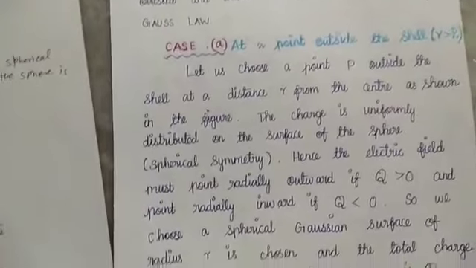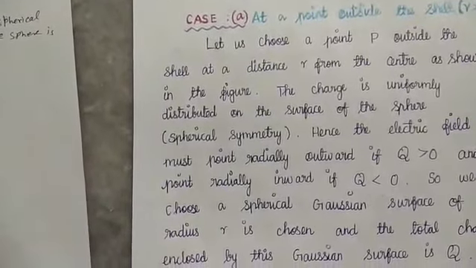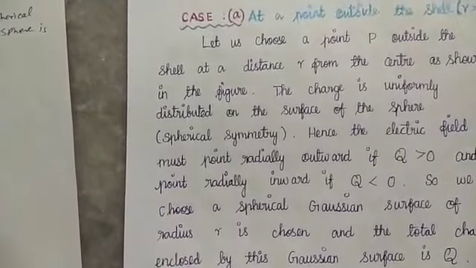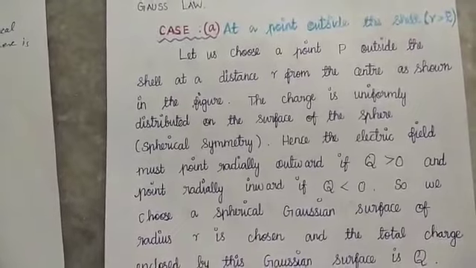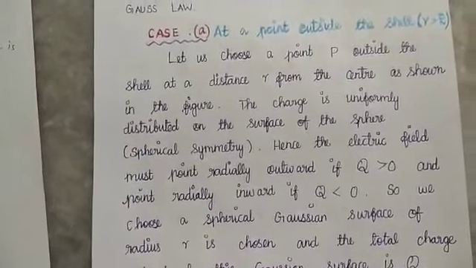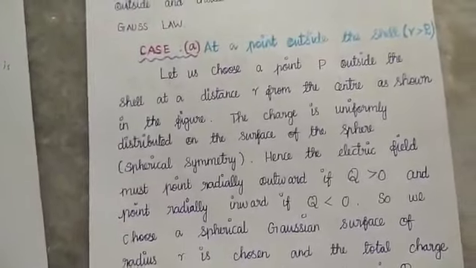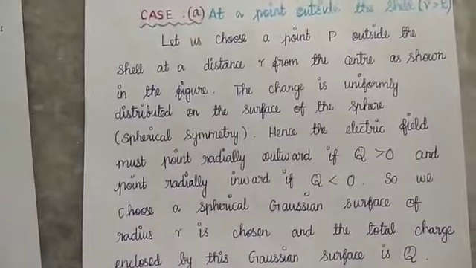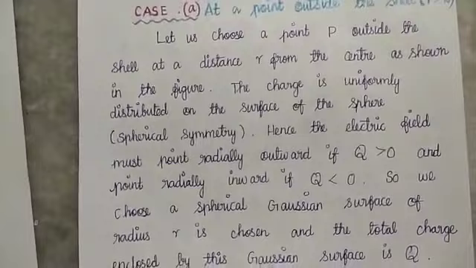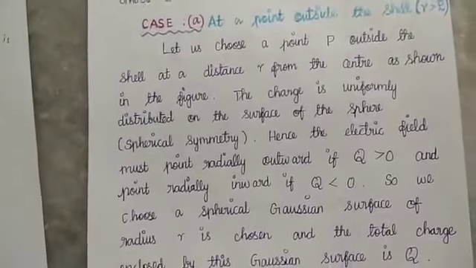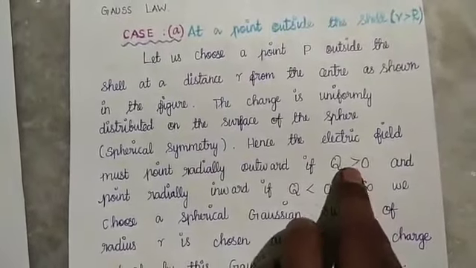The charge is uniformly distributed on the surface of the sphere, that is, spherical symmetry. Hence the electric field must point radially outward. Electric field must point radially outward from the sphere, supposing the charge Q is greater than 0, and radially inward if the charge is less than 0, because this is a positive charge, this is a negative charge.